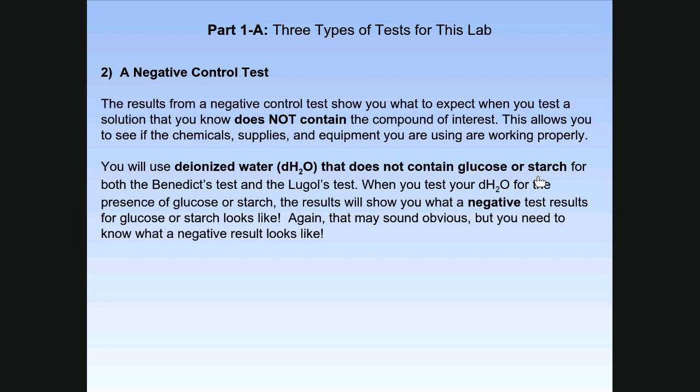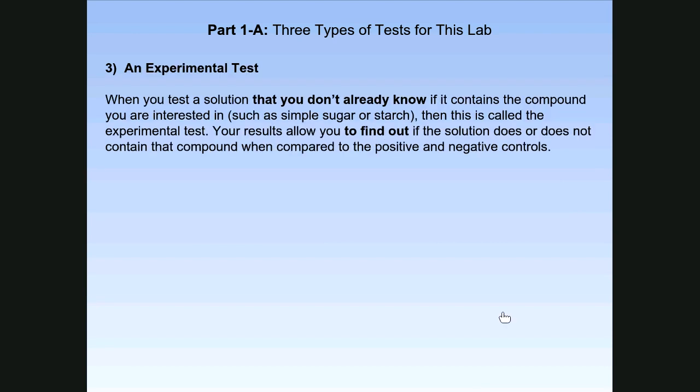If you just take the time to read through everything thoroughly and listen to this overview, somewhere in there, you should be able to see, hey, this isn't hard. I just have to pay attention to what I'm doing. Then it'll take you into the experiment test. It says here, when you test the solution that you don't already know if it contains a compound you're interested in, such as a simple sugar such as glucose or starch. I forgot to change simple sugar to glucose, so it says glucose and I'll edit it, or starch. Then this is called the experimental test. Your results allow you to find out if the solution does or does not contain the compound when compared to the positive and negative control test.